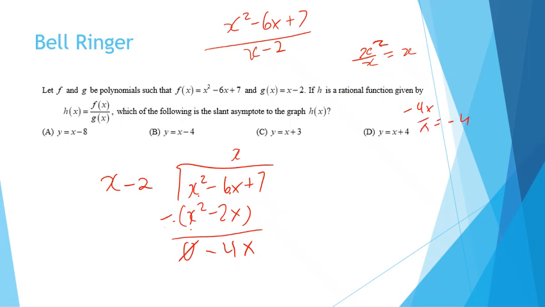This should just be negative 4. And we're done here. So x minus 4 should be our slant asymptote. So B is the correct answer there.